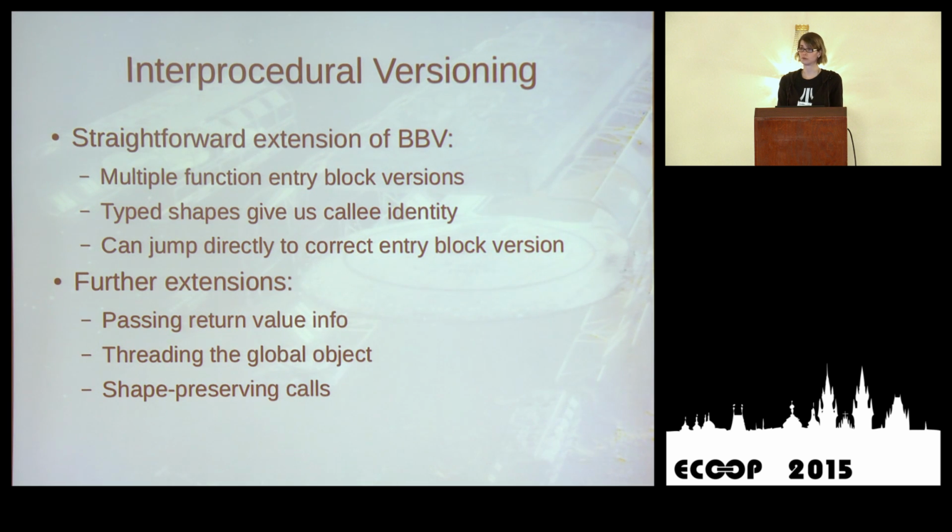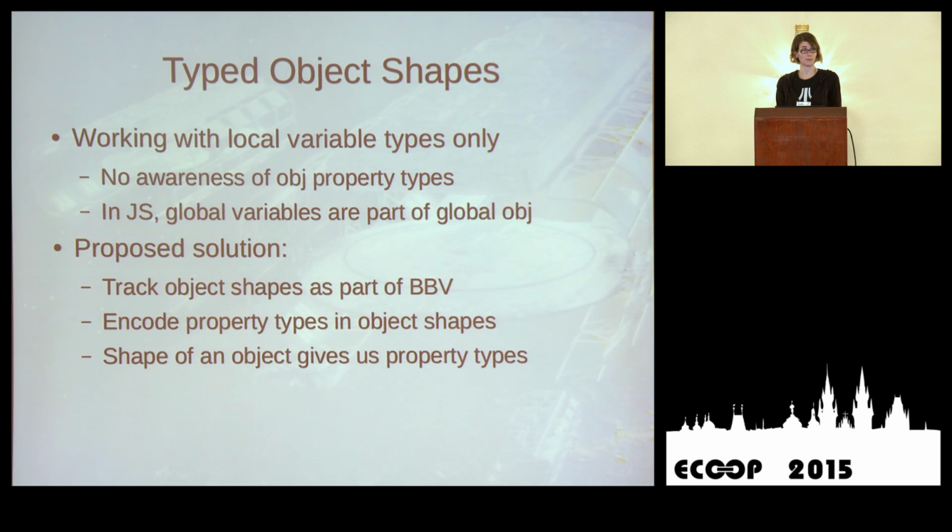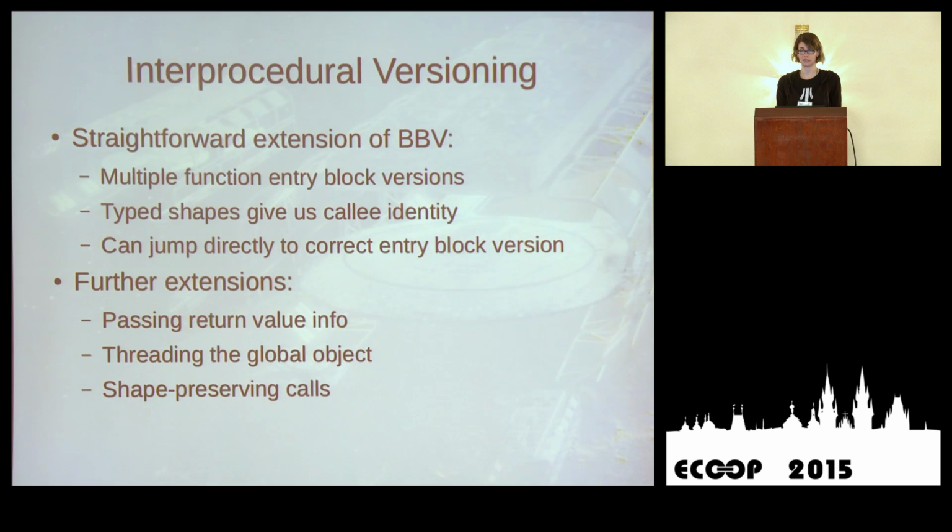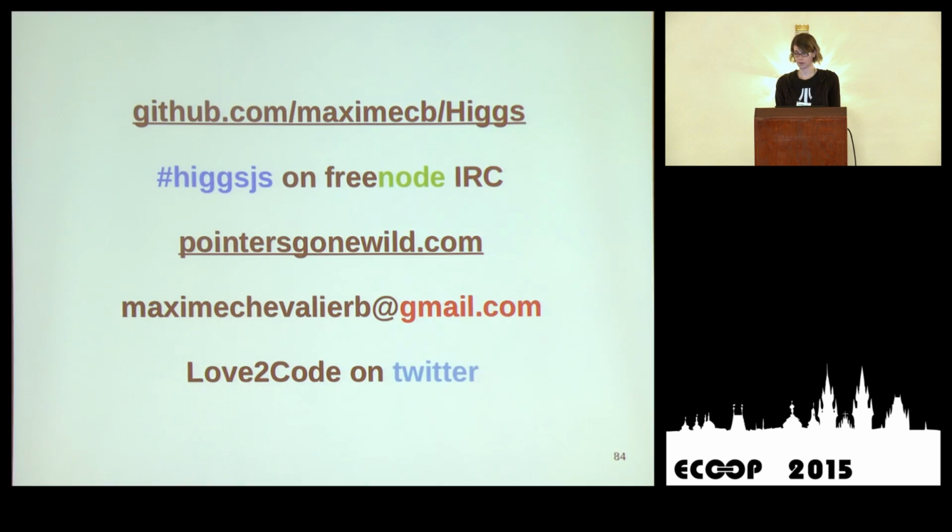Another avenue would be to extend basic block versioning interprocedurally, so that we could pass types from caller functions into callees, so essentially have multiple entry points for functions. And possibly this would combine very well with typed object shapes, because typed object shapes can give us the identity of methods that we're calling. So this is it.